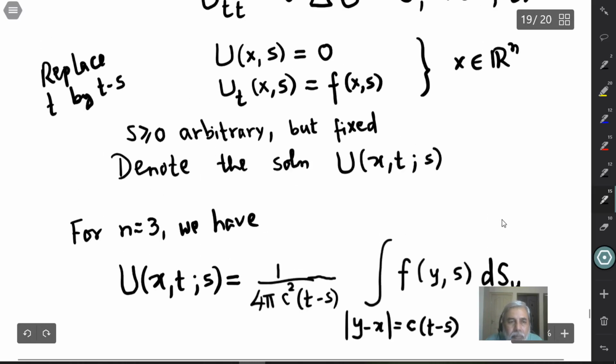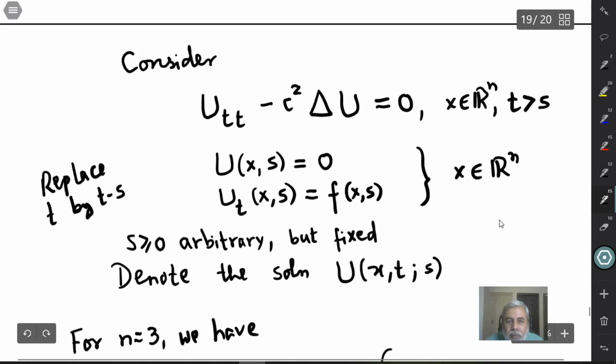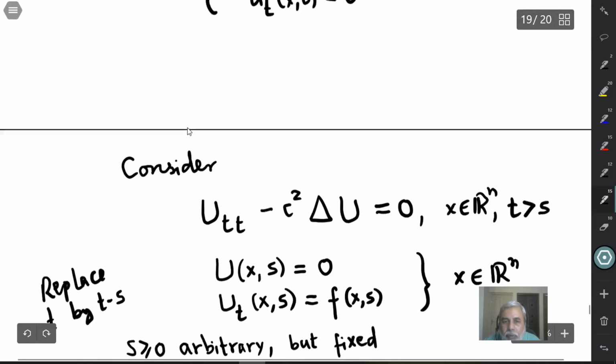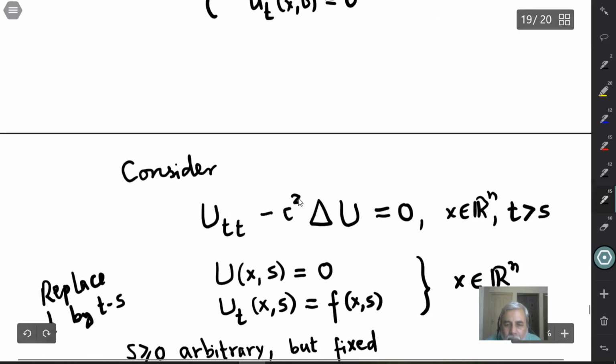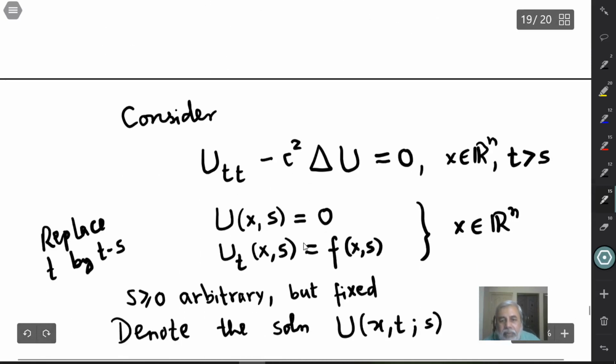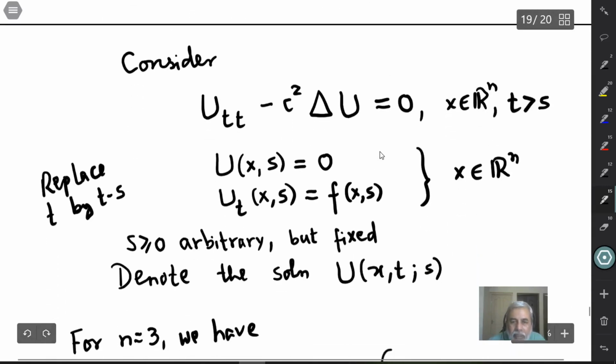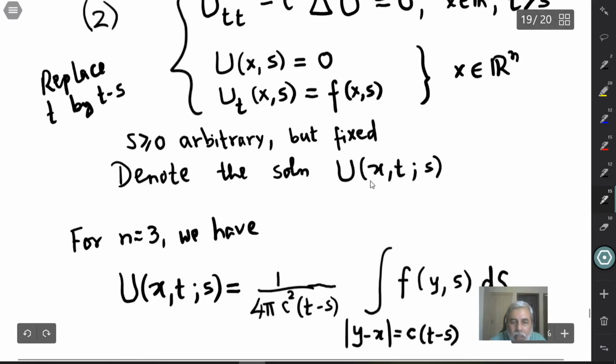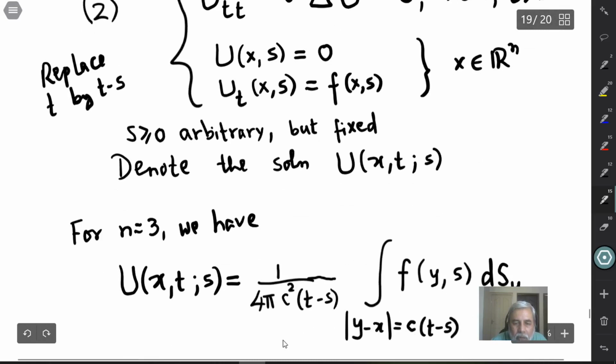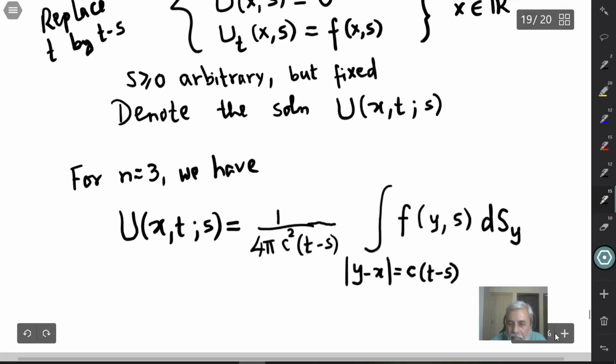So this is the solution of this auxiliary initial value problem. From the given initial value problem, we first construct this one, a homogeneous equation, and the initial condition is coming from the inhomogeneous term in the original problem. So this is the solution now, again for t bigger than s.